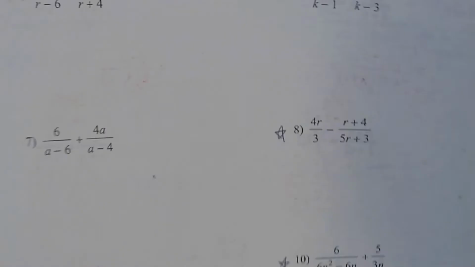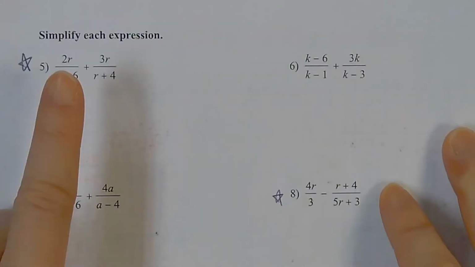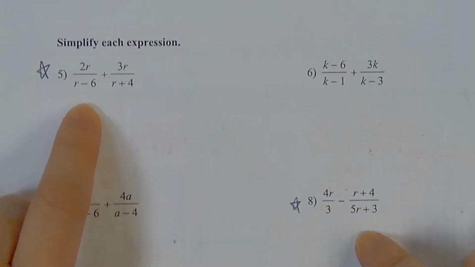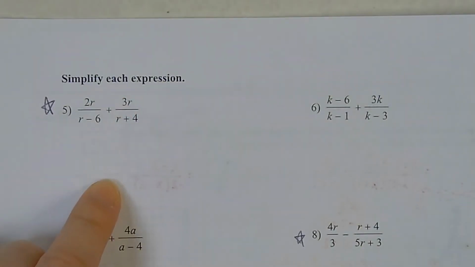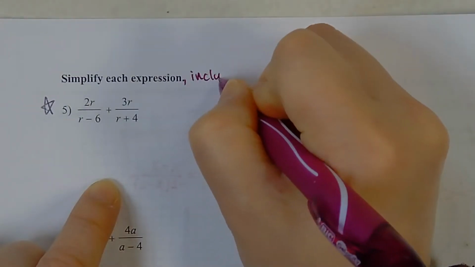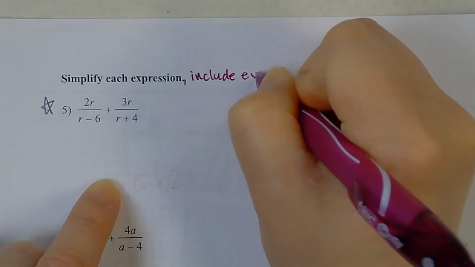And we're going to go on to, we're not doing all the problems, guys. We're just going to do several. Here I'm going to do 5, 8, and 10. All right, so it says simplify. So what we're doing is we are going to include excluded values.